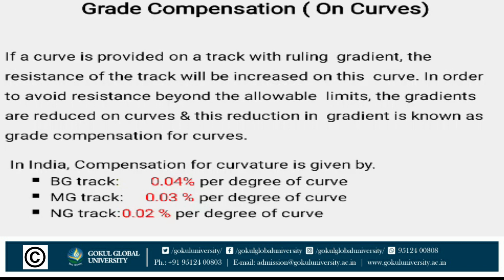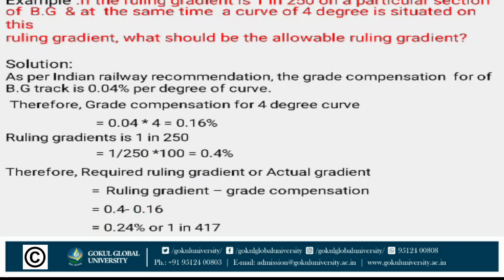Compensation value for the broad gauge is equal to 0.04% per degree of curve. For a meter gauge, 0.03% per degree of curve, and compensation of grade for narrow gauge is 0.02% per degree of curve.